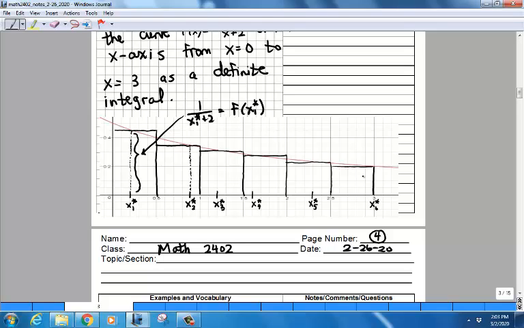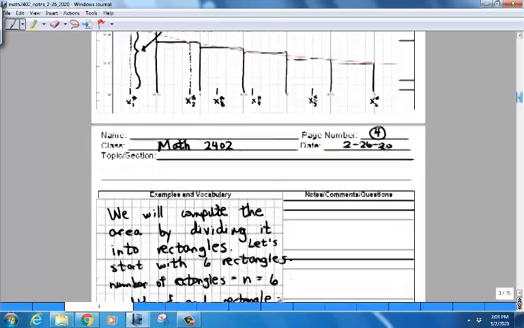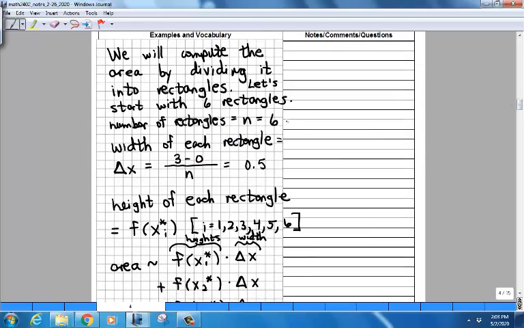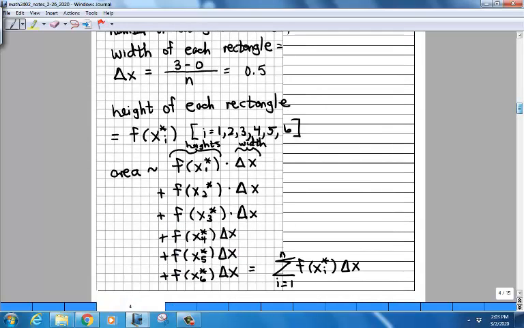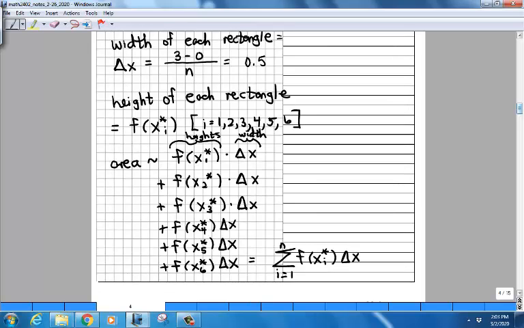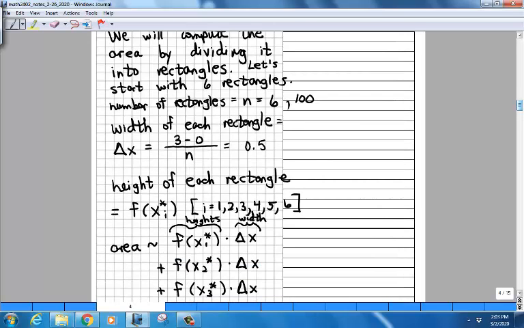What was I calling the number of rectangles? n, right? Here I was using n equals 6, but there's no reason to stop with 6. We can increase this to 100, for instance. Notice that doesn't really change very much in all the stuff that I have written down.